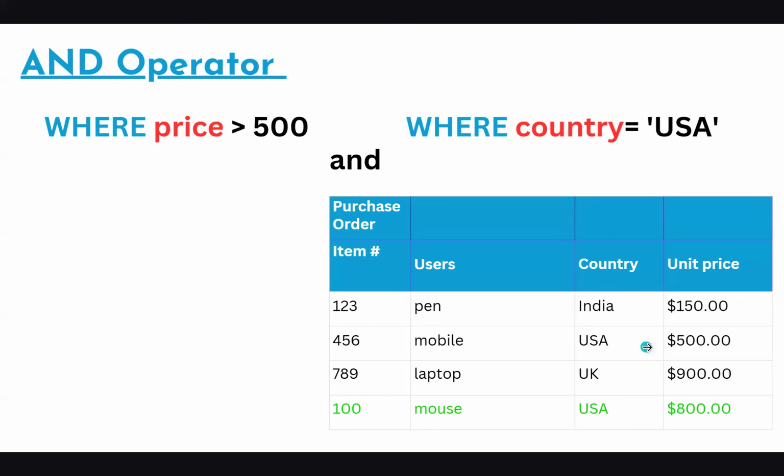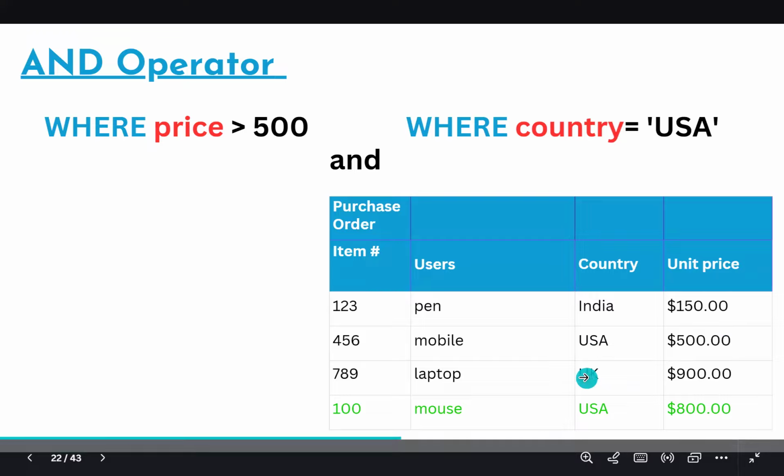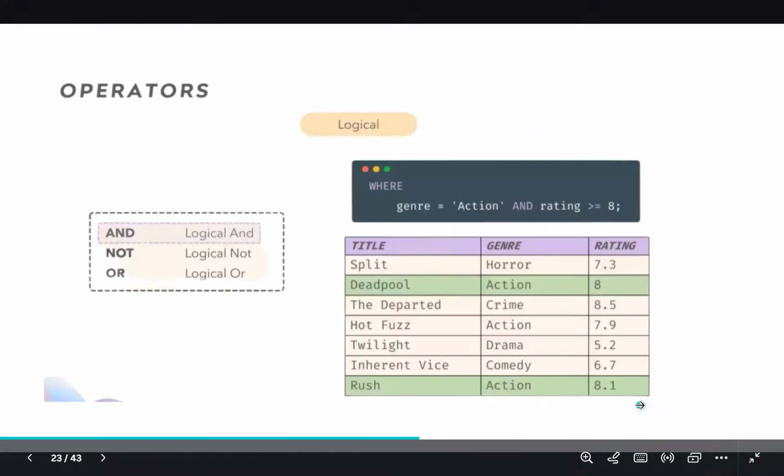If you see here, USA equal to USA, this is true. 500 is greater than 500, false, because 500 is equal to 500, it's not greater than 500. So true, false, false, false. UK equal to USA, false. 900 is greater than 500, true. False, true will become false. So only this row is satisfying both the conditions. So in the result set, I will get only this particular record.